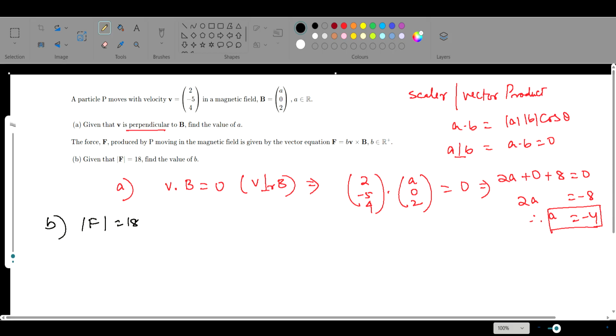First you need to do the force. This is bV cross B. So we have the V, we have the B, so we can cross them. b is just the scalar multiplication with the V, right? We can handle that out, but first we need to do the V cross B. Check this out. What will be V cross B?